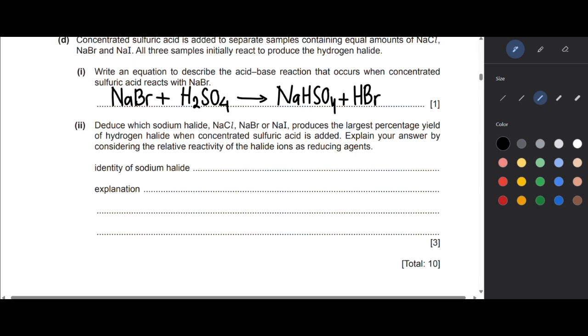Deduce which sodium halide, NaCl, NaBr, or NaI, produces the largest percentage yield of hydrogen halide when concentrated sulfuric acid is added. Explain your answer by considering the relative reactivity of the halide ions as reducing agents. So the question asks us to identify the sodium halide and also give an explanation.